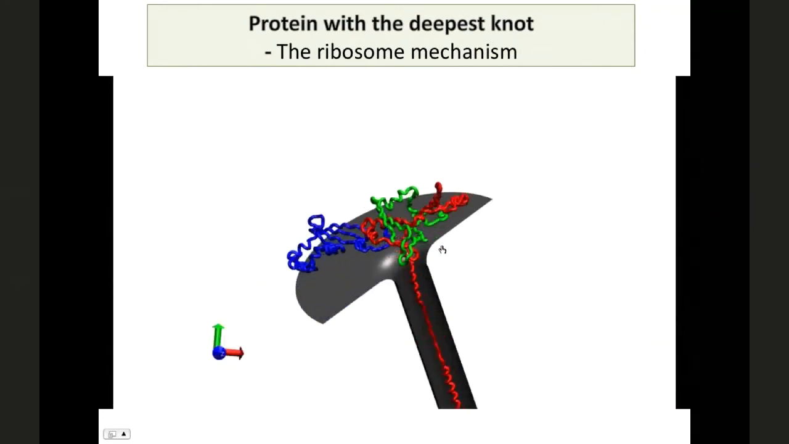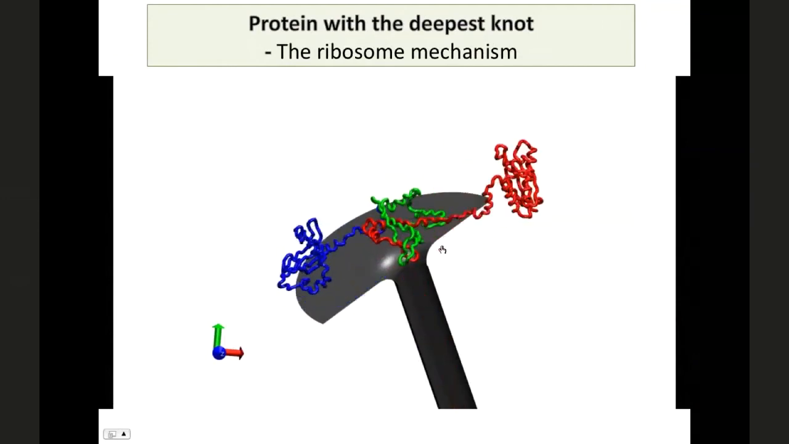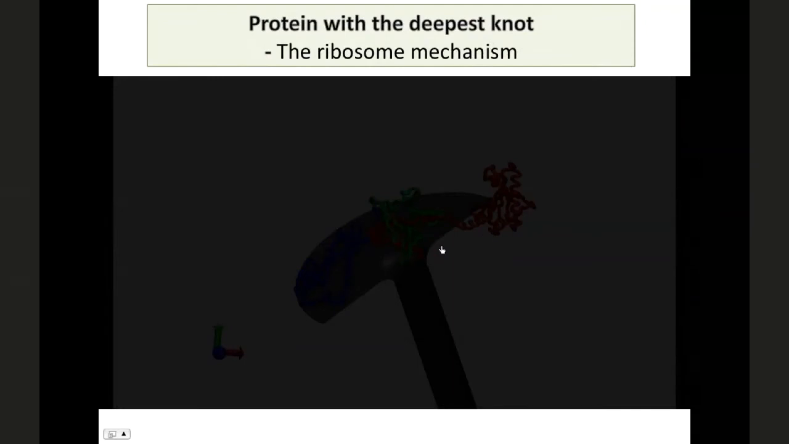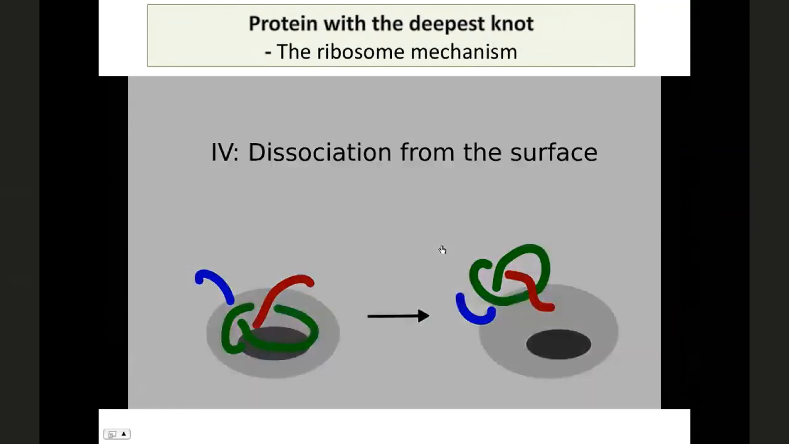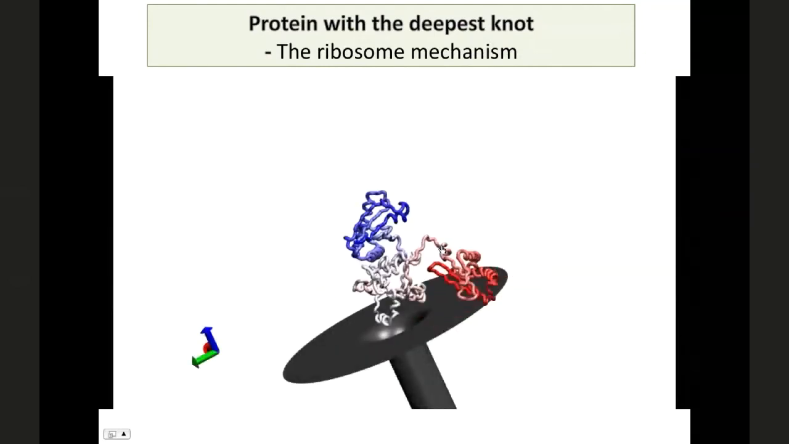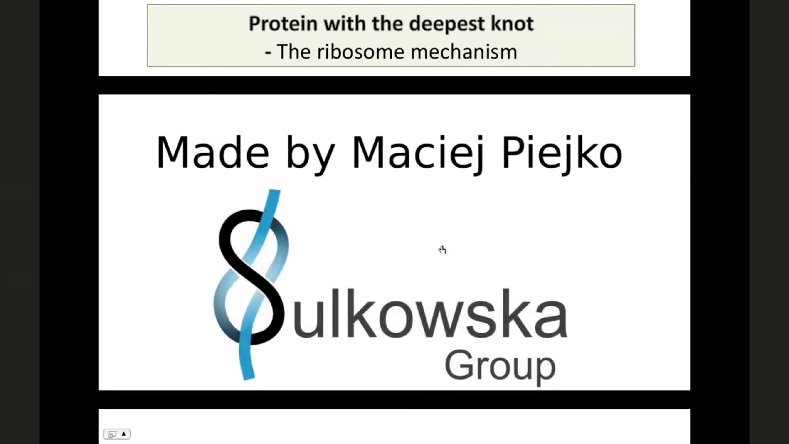And then what you can see here is that the ribosome is pushing the C-terminal across this native twisted loop and makes exactly a knot. So if we release this interaction, then we can see that we nicely form a protein with the deepest possible knot.